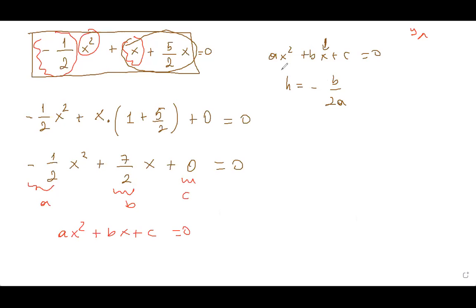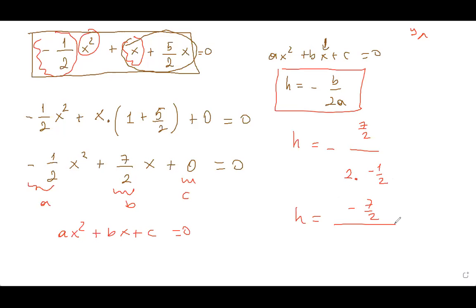Now the formula for the axis of symmetry is negative b over 2a. So h is equal to negative b over 2 times a. So it will be negative 7 over 2 divided by negative 1. Am I right? No calculation mistake, hopefully. So this is equal to 7 over 2. Do you have a question till here?